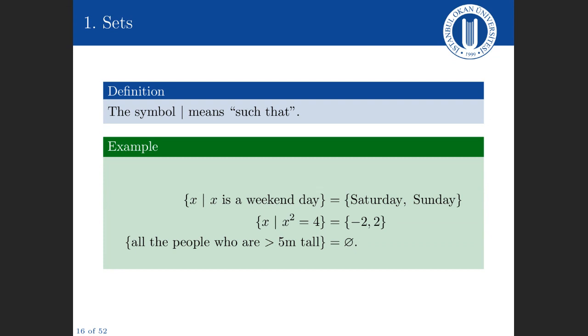This symbol, this vertical line, means such that. So, for example, if I had the set of all X such that X is a weekend day, then this will be the set containing Saturday and Sunday. Or if I had the set of all numbers X such that X squared is equal to 4, this would be the set containing minus 2 and 2, because minus 2 squared is equal to 4 and 2 squared is equal to 4. Or if I had the set of all the people who are more than 5 meters tall, we know that nobody is more than 5 meters tall, so this is the empty set.